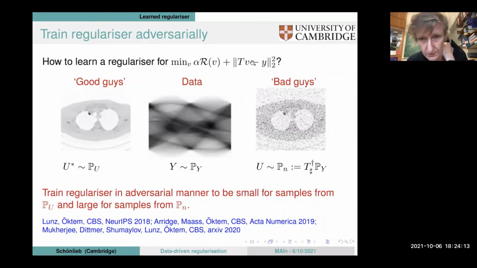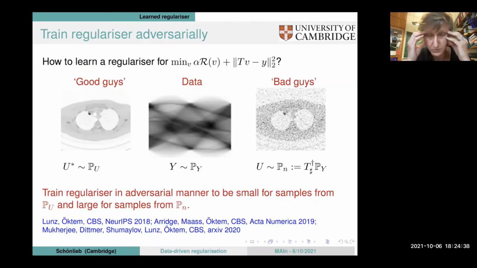to this inverse problem. And we have basically just thought of doing this by training the regularizer almost like a classifier between the two classes, okay? And I called them here good guys and bad guys. So what we did, or how you could do this, is the following.